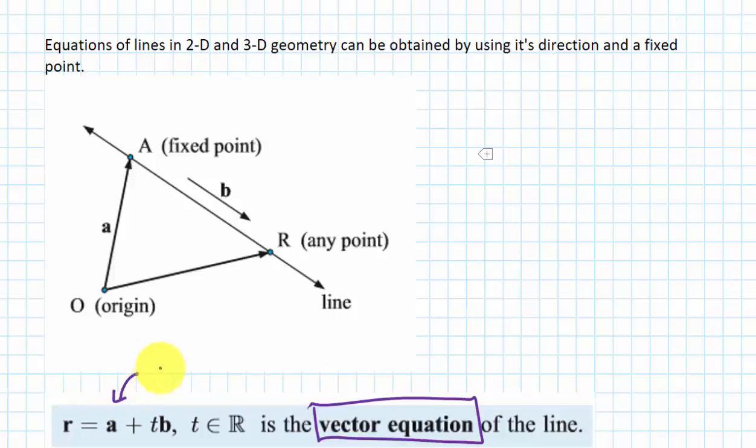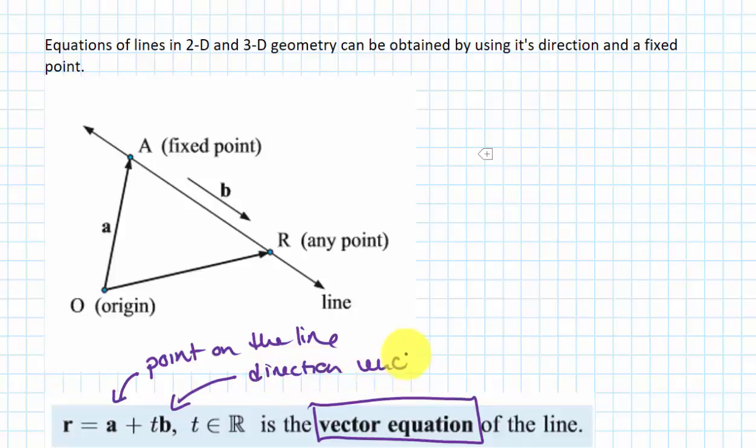The a value here would be a point, a fixed point on the line, and the b value would be specifically the direction vector of the line. So think of an equation of a line. You have slope and a y-intercept. Now we have a point and the direction of the line. The t is kept there as our variable, where it can be any real number.